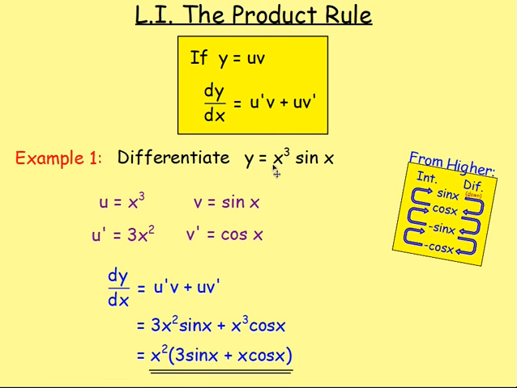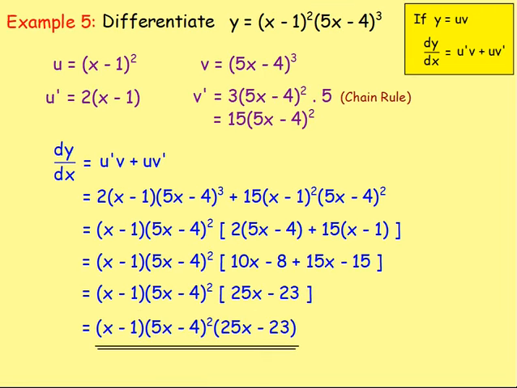So u would be x cubed, v would be sine x, and you would differentiate both u and v with respect to x. From there, you can use your formula. Say it with me, u dash v plus uv dash. And if you sub in, you'd have 3x squared times sine x plus x cubed times cos x. Take out any common factors because it may help you later on if the question was a bit trickier, except that one is really easy.